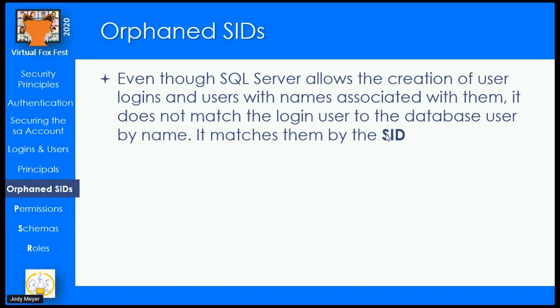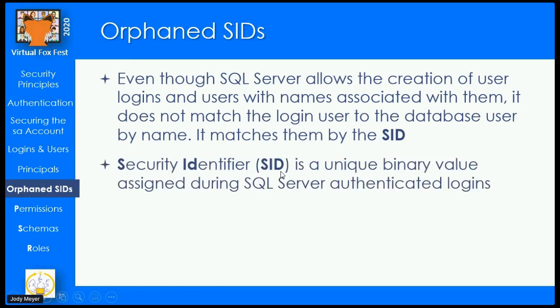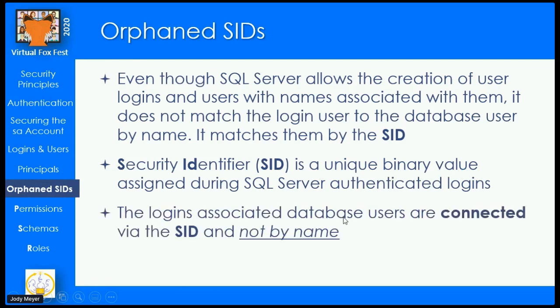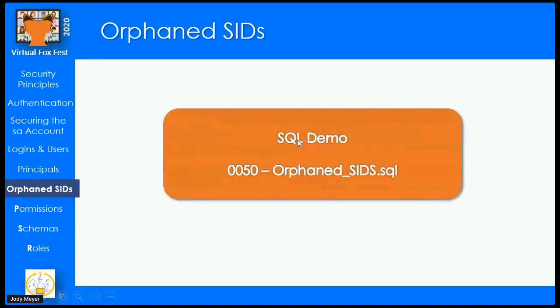So for a user created from a login on this instance, the SIDs will match. However, if I back up a database and move it to a different instance, even though that instance has a VFFox user, the SIDs won't match, because it's a security ID and it's a binary value, okay? The logins are associated by the SID and not by the name. So you can have the same name but different SIDs, okay? And what will happen is your user won't have access to the database because those SIDs do not match. So let me demonstrate that.